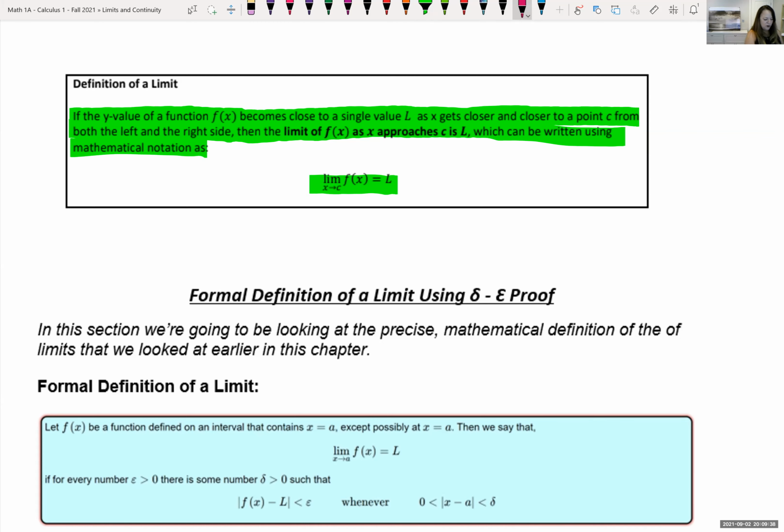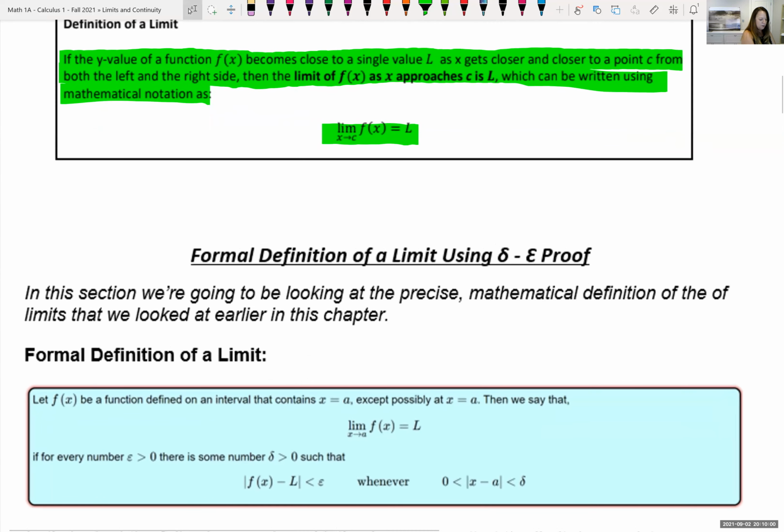So in this section, we're going to be looking at the precise mathematical definition of the limit that we had looked at earlier in this chapter, which we just went through. And so now let's read through how to find the precise definition of a limit, and then we'll intuitively look at what's going on in the graph.